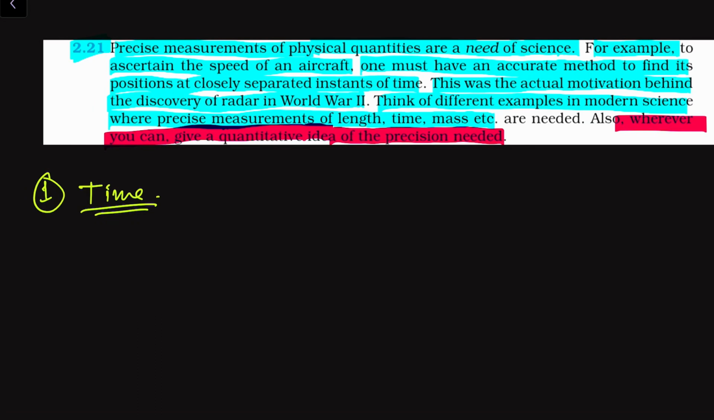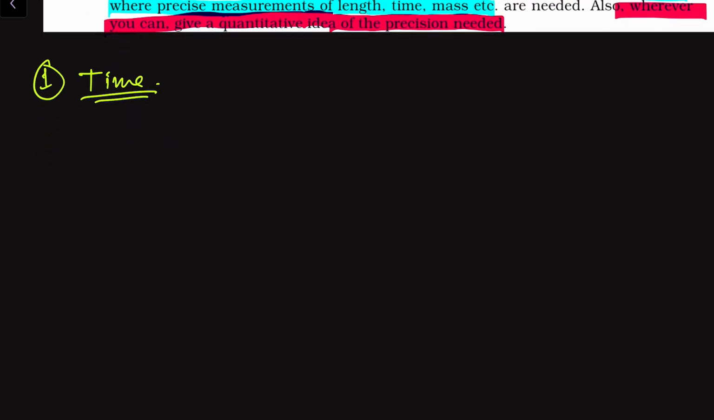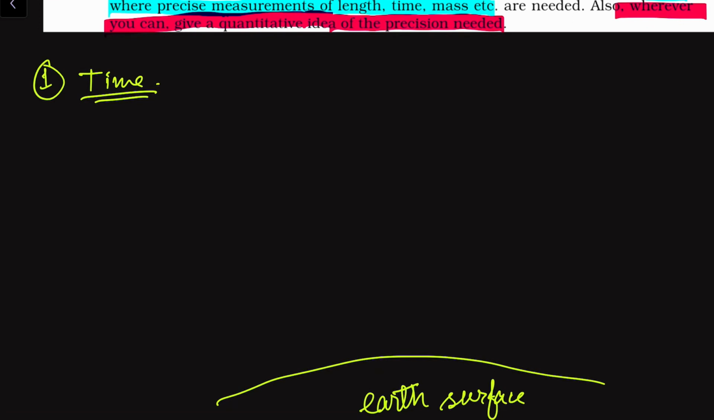Let us understand with one example. Suppose in the distance measurement of the moon from the earth's surface, we can use a laser beam. How can we use a laser beam? Let me show you here. Suppose we have this earth's surface here. This is the earth surface. Suppose we have the moon here at this location. This is the moon. Now we have to measure the distance of the moon from the earth.